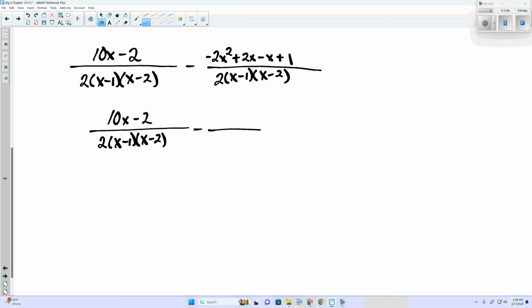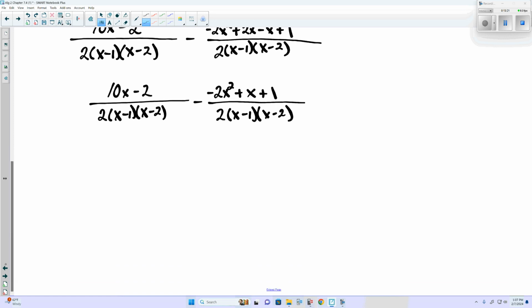Now before we actually subtract, let's combine like terms. Our negative 2x squared does not have any like terms, but our 2x and negative x are like terms. And 2x minus x is plus x, plus 1. Questions on how we got to this point here?